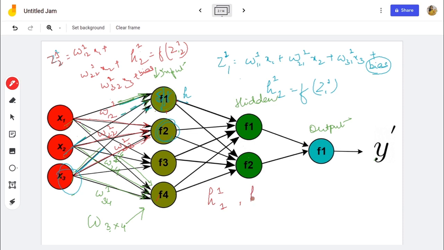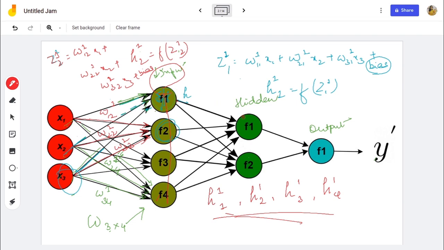h11, h12, h13 and h14. Now it is very important to understand the notations because you are going to be needing this again. So inputs have passed through the first layer. We have completed this part.